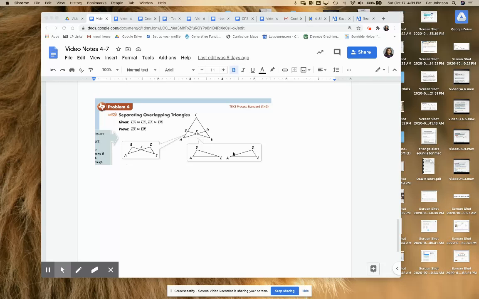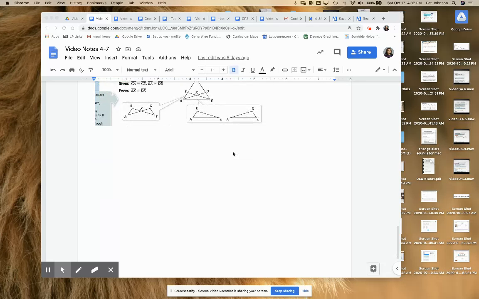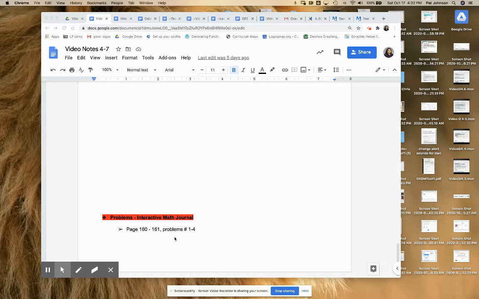You've got to break them out and look at and mark. Usually you would draw them much bigger. I don't have a lot of space, so I couldn't do that. And sometimes it helps to use different colors and make sure your tick markers are appropriate. All right, so go ahead and stop the video and do problems 1 through 4 in your interactive journal, and we will see you in class.